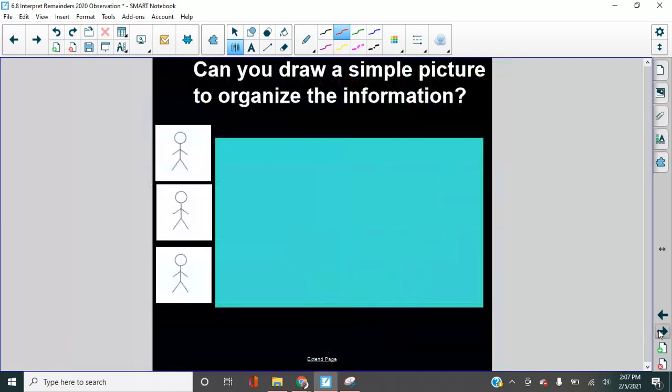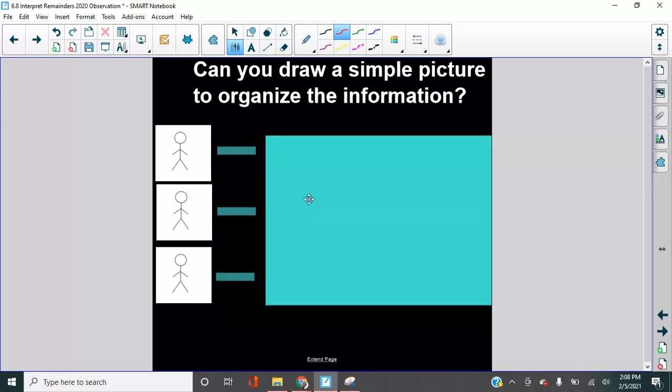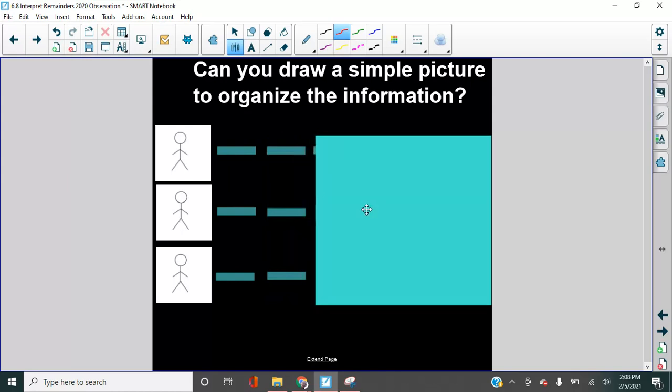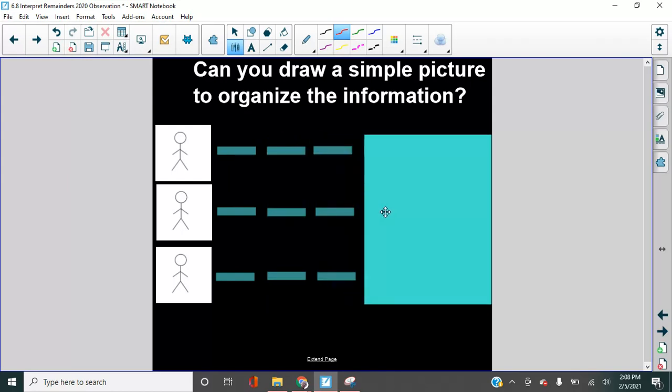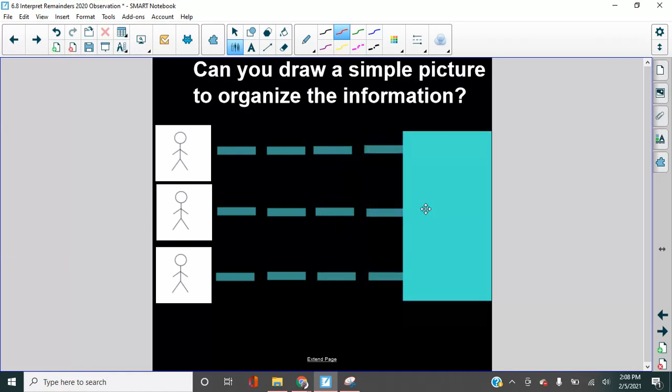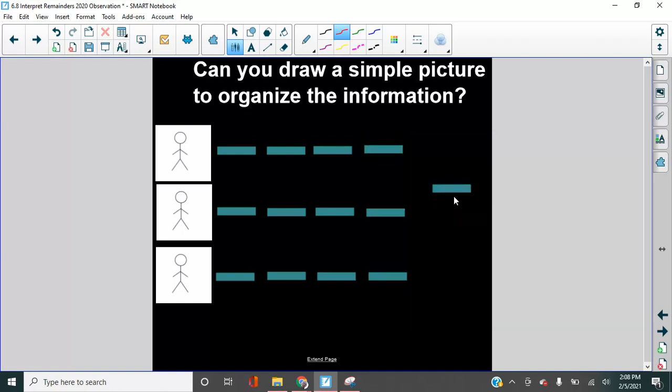Well, could we draw a very simple picture to organize this information? Here's this guy and this guy and this guy. Beautiful drawings, right? And so we have 13 pieces of gum. So we'll give each of them 1. 1, 2, 3, 4, 5, 6. You did this a lot in previous grades, pictures like this. 7, 8, 9, 10, 11, 12. Well, that's 12 pieces of gum. And then you have this extra one.